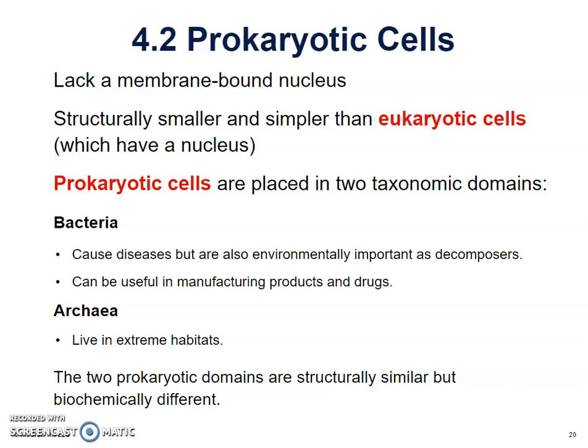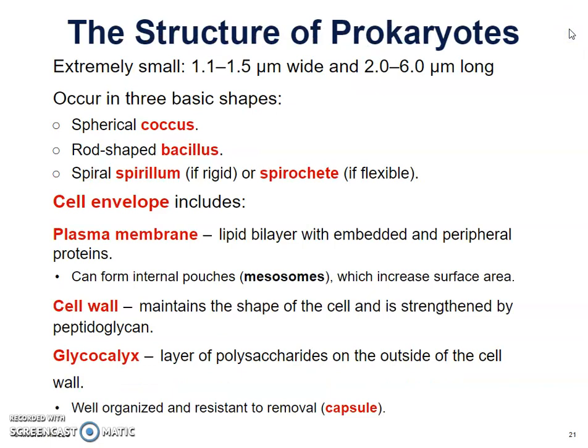Archaea, the other type of prokaryotic cell, live in very extreme habitats like ocean floor vents and areas like that. Okay, they are structurally similar but biochemically different. So from the outside they look the same, but they got different stuff going on the inside. They're extremely small. They're usually 1.1 to 1.5 micrometers wide and about 2 to 6 micrometers long. They occur in 3 different shapes: spherical coccus, rod-shaped bacillus, and spiral spirillum or spirochete. If it's rigid, it's spirillum, and if it's flexible, spirochete.